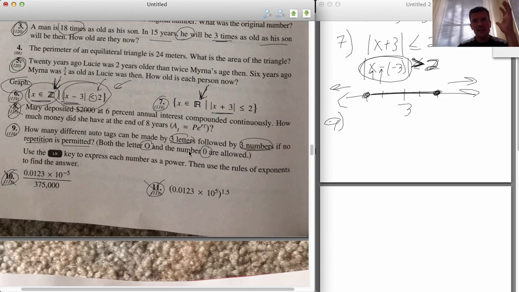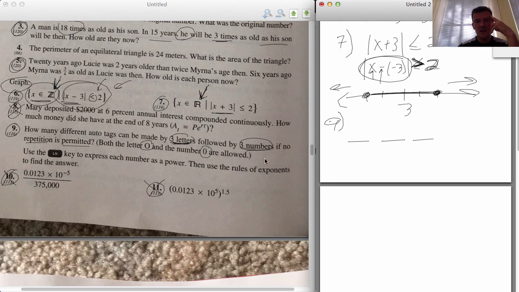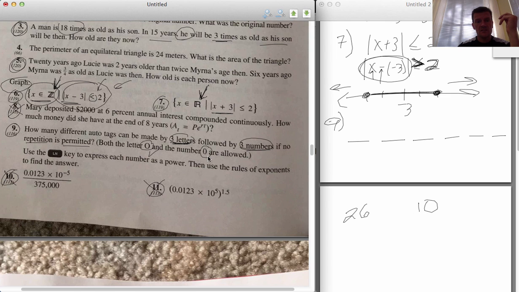So your license plate on your car is going to be having 3 letters. Let's make spaces. 1, 2, 3, and 3 numbers. 1, 2, 3. Lots of different combinations, obviously, because we have letters. We got 26 letters in our alphabet, and numbers 0 through 9. That's 10, because they say O and 0 are both allowed. Now this is key. No repetition is permitted. So once we use a letter, you can't use it again.